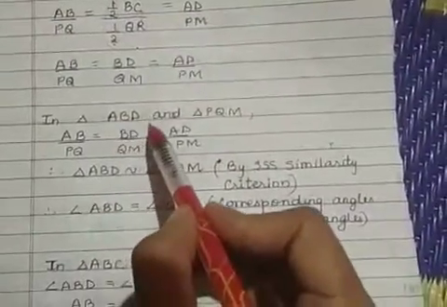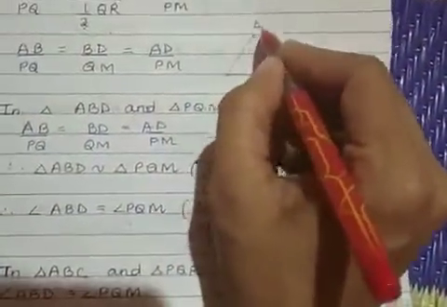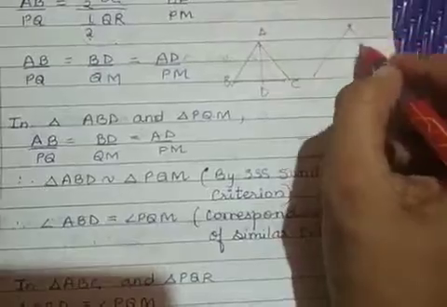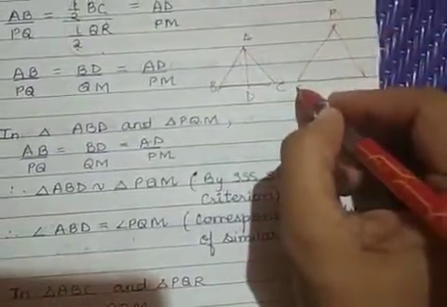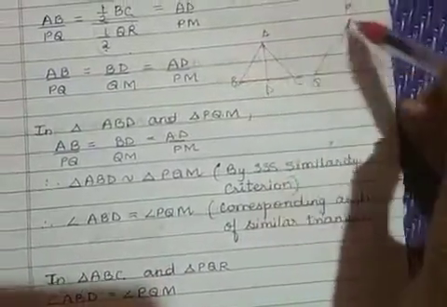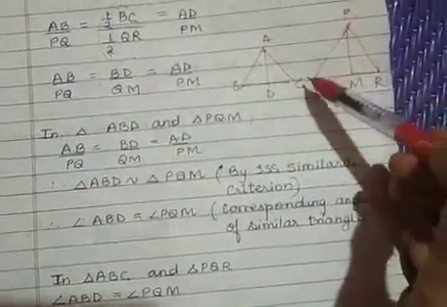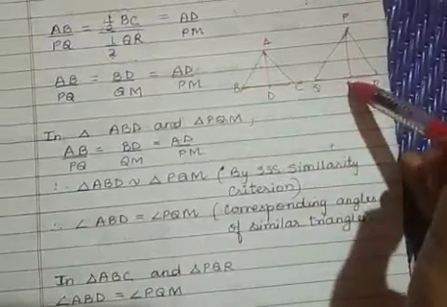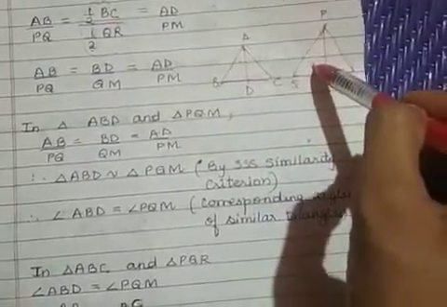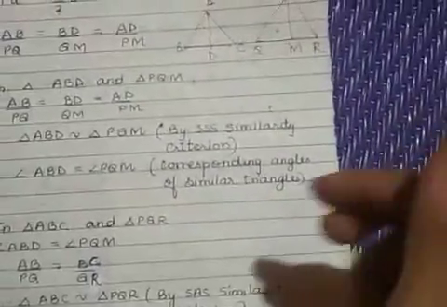Now in triangle ABD and triangle PQM, so you have this triangle ABC here, and this is AD, and you have triangle PQR, and this is M. If I take triangle ABD and triangle PQM, I have got from this condition that AB upon PQ is equal to BD upon QM is equal to AD upon PM. So these two triangles are similar by which test? By SSS similarity criterion, because all the sides are in the same ratio.